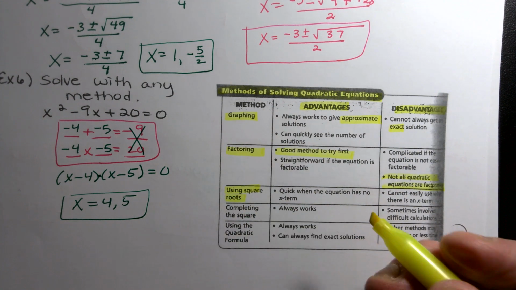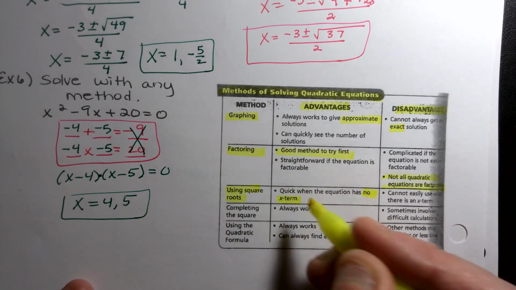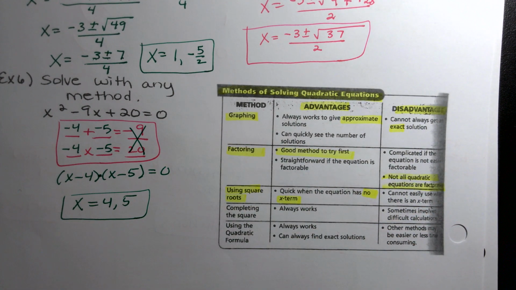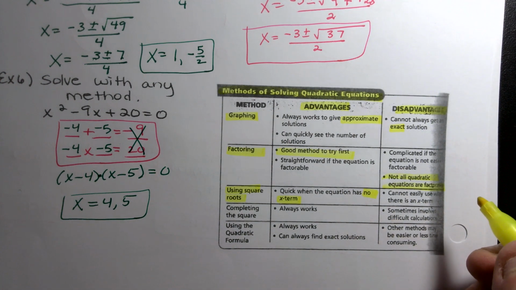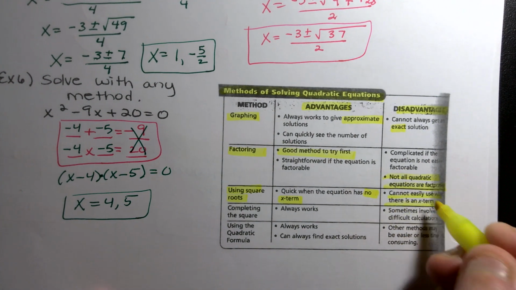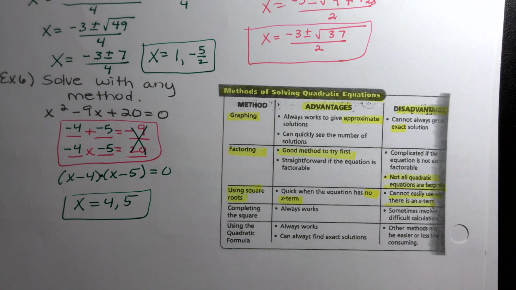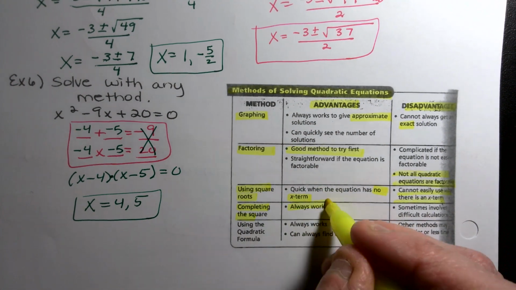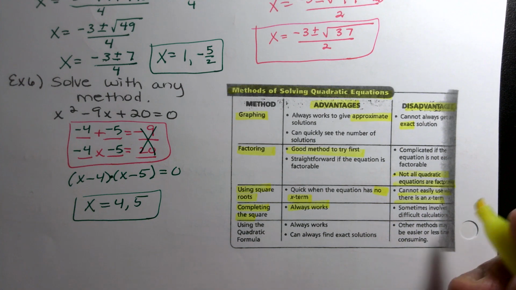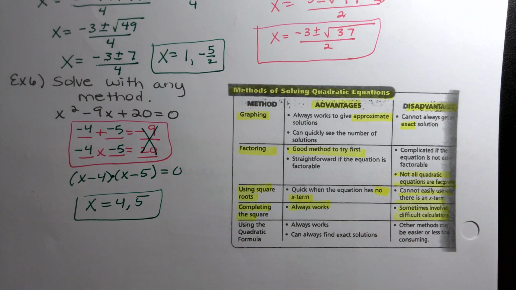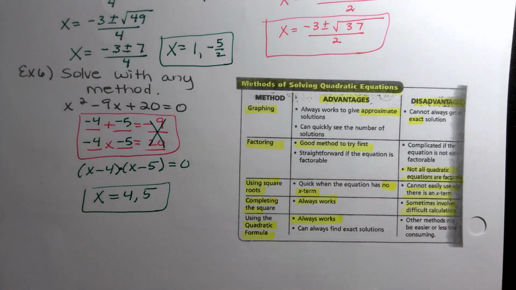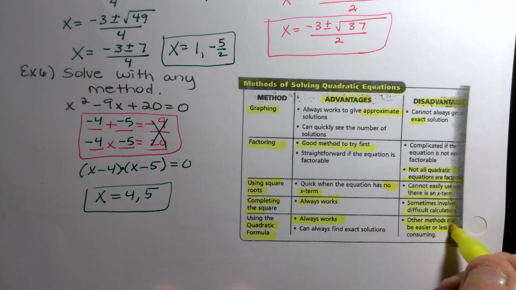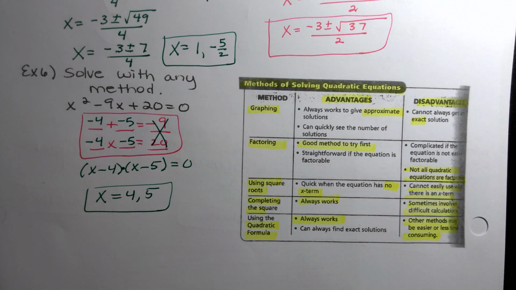When do you use square roots? When it has no x term. Remember, when there's no b, the b is 0. But you can't use this if there is an x term. That's the disadvantage. And then completing the square always works. It just sometimes involves difficult calculations with those fractions. Quadratic formula also always works. But other methods could possibly be easier and less time consuming.